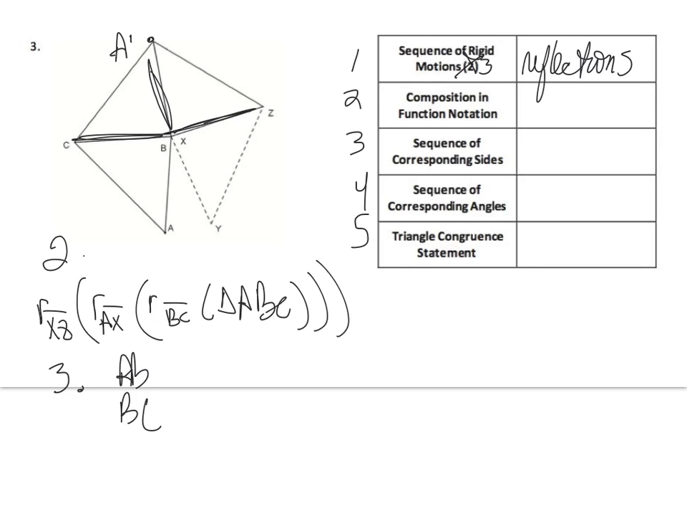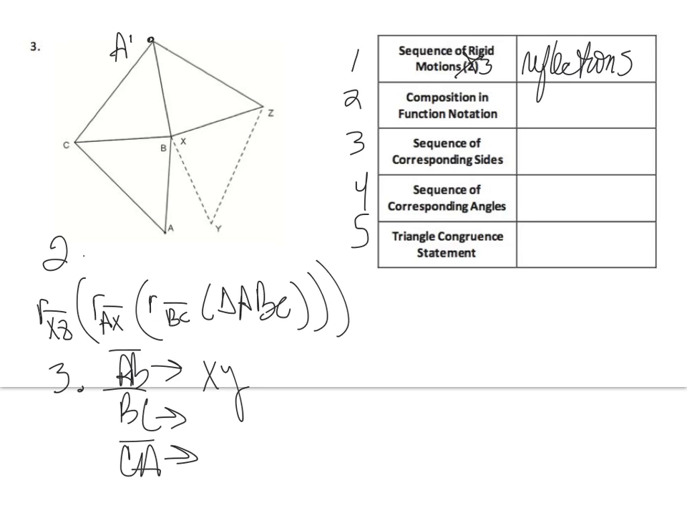Sequence of corresponding sides. AB, BC, and CA goes to, let's see, AB flipped up here, then it stayed there, then it went down here. I think it's XY. I'm going to check that again though. So AB first reflected over this line, so AB goes up here where that's A prime, and then we reflect over this line so it stays, and then we reflect over this line. Yep, I think that's right.